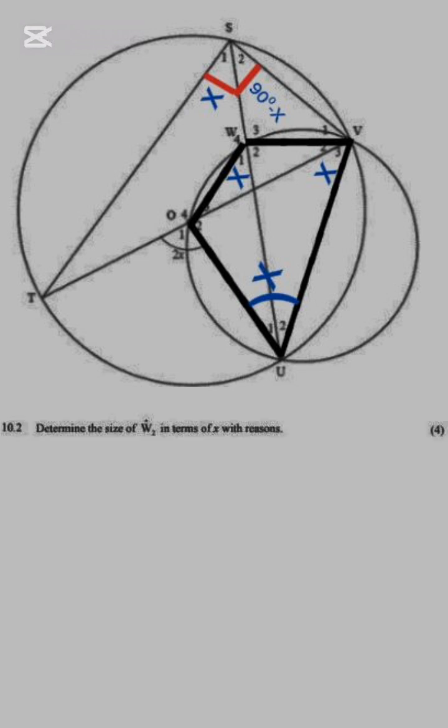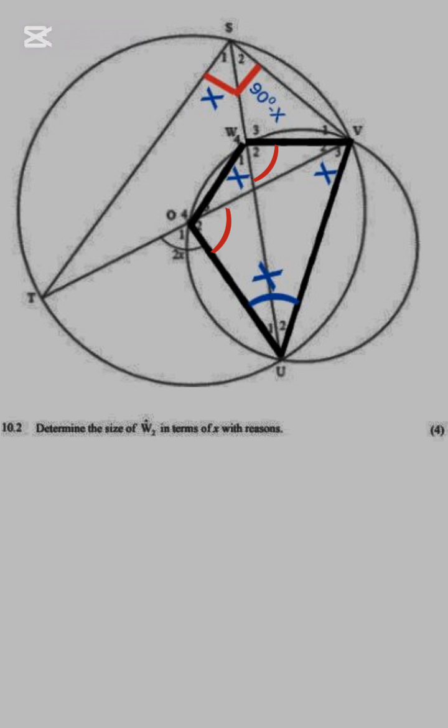10.2. Determine the size of angle W2 in terms of x with reasons. Angle W2 is inside the smaller circle. So right now I need you to focus on a smaller circle only. So angle W2 is equals to angle O2. And the reason is angle subtended by the same arc.